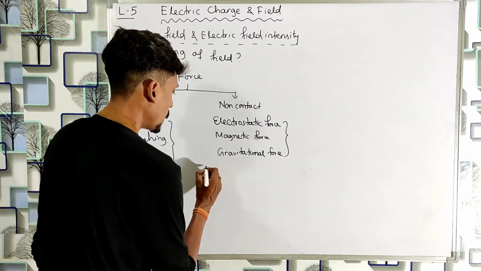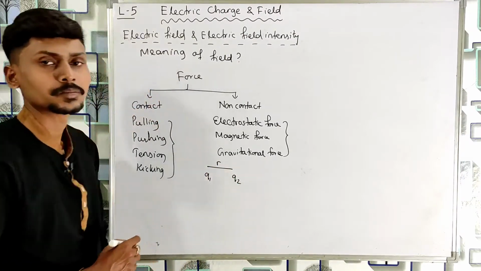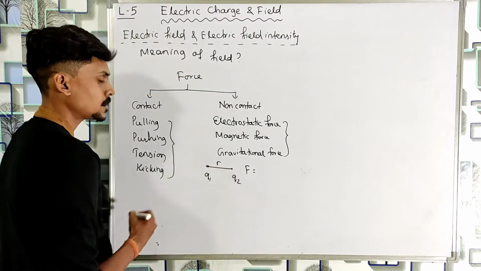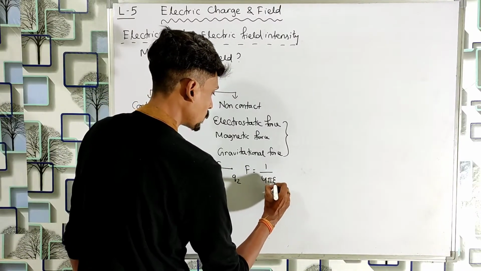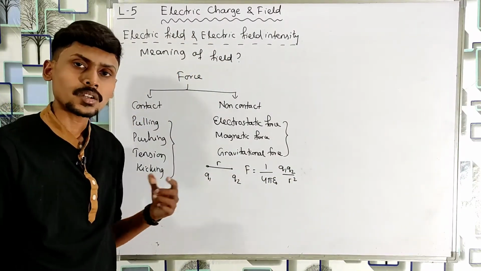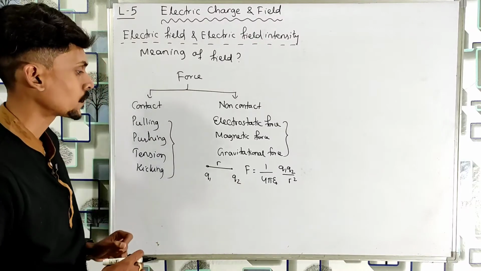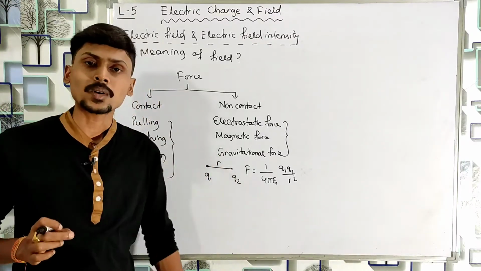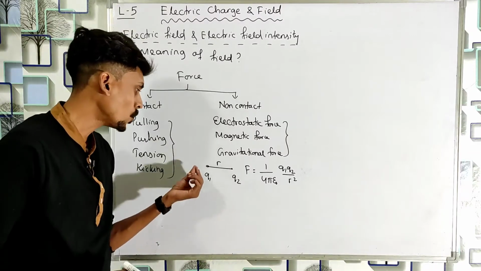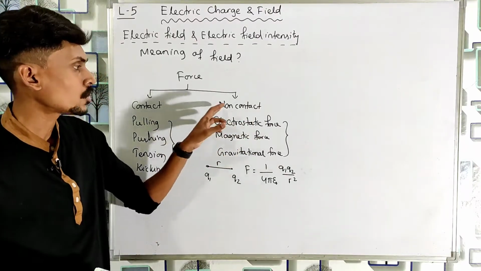For example, suppose you have two point charges Q1 and Q2 separated by a distance r in vacuum. According to Coulomb's law, the electrostatic force between these two charged particles is given by F equal to 1 by 4 pi epsilon naught Q1 Q2 by r square. It means charge Q1 exerts some force on charge Q2 and similarly charge Q2 also exerts some force on charge Q1. But there is no physical contact between the two charged particles. There is a gap between them. Although there is no physical contact, still the two charged particles are exerting force on each other. So this is the example of electrostatic force, a non-contact force.